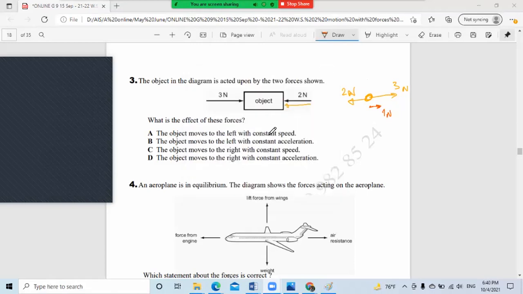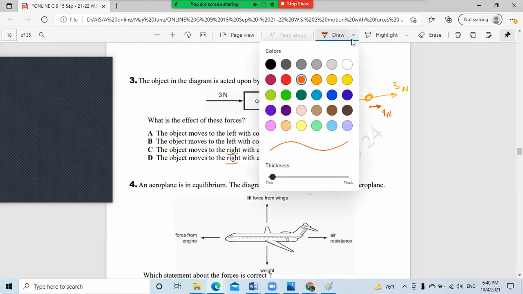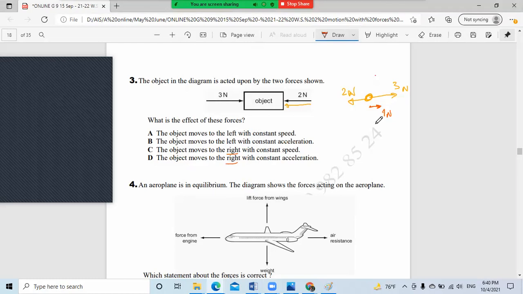Yes, exactly. So the object will move to the right, but there is a resultant force. So the answer will be what? With acceleration or with constant speed? When they say there is constant speed, that means the resultant force is supposed to be equal to 0. But here the resultant force is 1. So there is a resultant force. So which one is the answer? The answer is D. The answer is D.